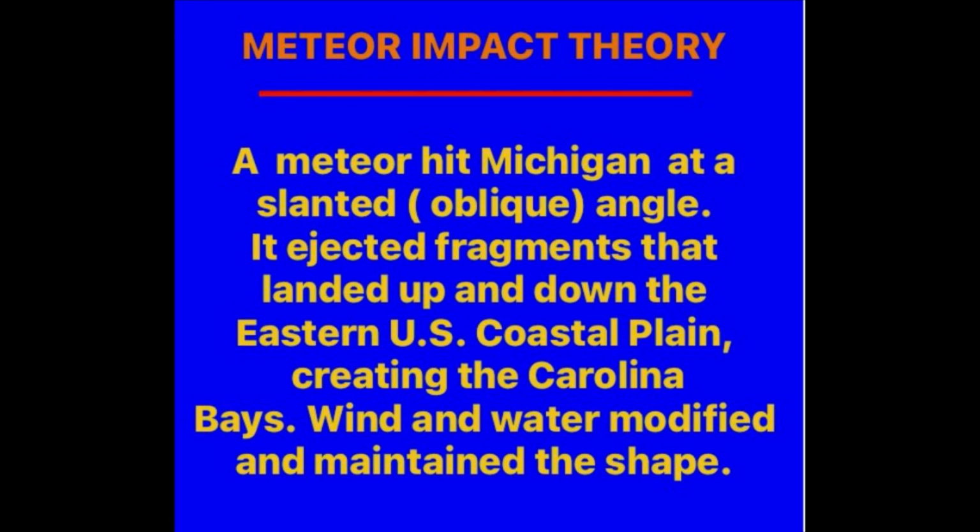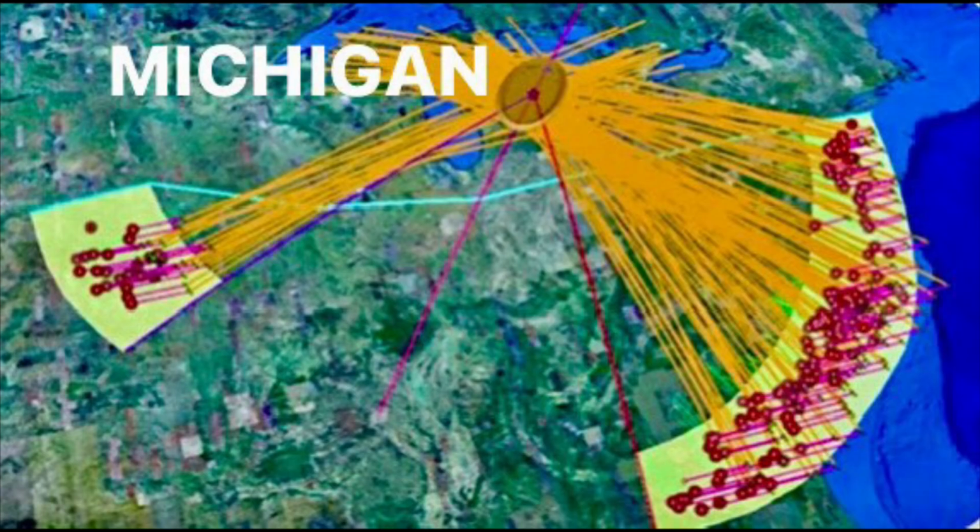And now let's look at the meteor impact theory. This theory says that a meteor hit Michigan, either the lower peninsula or actually in Lake Michigan, and it hit at a very slanted or oblique angle, slamming into the huge ice sheet that existed at that time, ejecting these ice fragments that eventually fell in the eastern coastal plain as well as Nebraska and Kansas, thus creating the Carolina Bays and the Nebraska and Kansas rainwater basins.